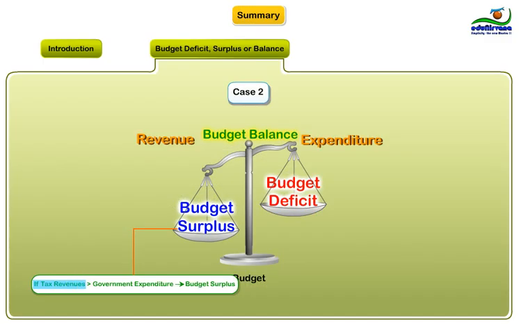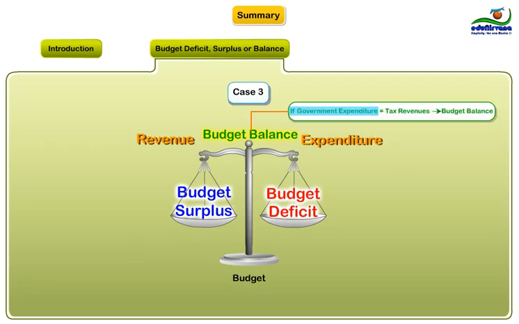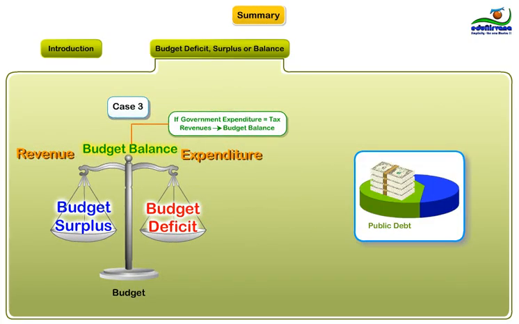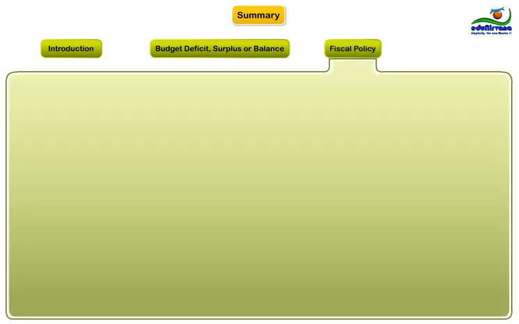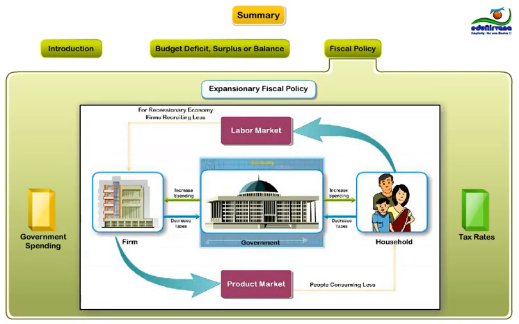If government expenditures are greater than tax revenues, the government is said to be running a budget deficit. If tax revenues are greater than government expenditures, the government runs a budget surplus. If government expenditures equal tax revenues, the government runs a balanced budget. The public debt, which is sometimes called the government or national debt, is the total amount the government owes its creditors. Then, the broad fiscal policy stances were discussed.